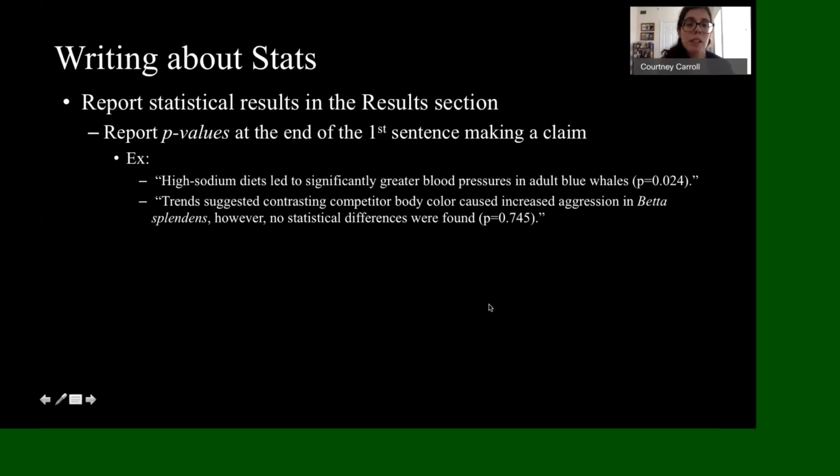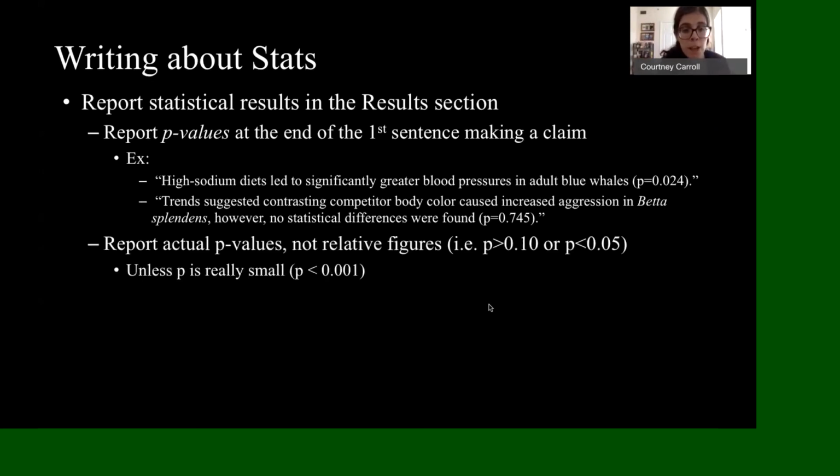When we write about statistics, we want to report that in the results section. And we report the p-values at the end of our first sentence making a claim. So if you say, high sodium diets lead to significantly greater blood pressure in adult blue whales, p equals 0.024. Trends suggesting contrasting competitor body color cause increased aggression in Betta splendens. However, no statistical difference was found, p equals 0.745. You want to report the actual p-value, not just the relative.